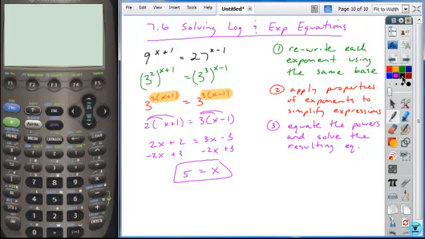All right, now there's a second way. So this is by hand. There's a second way to solve this, and that is by using your TI-89.